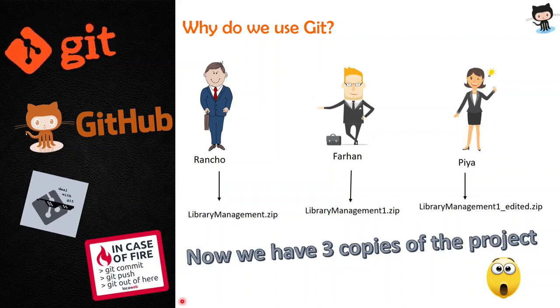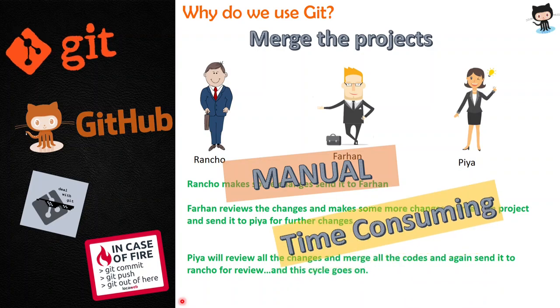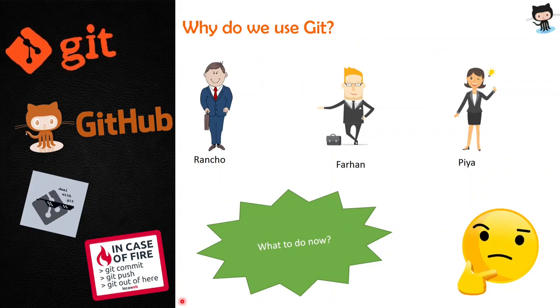One of the problems over here is, what if you want to merge the projects? What is the process? Rancho will make some changes and send it to Farhan. Farhan will review those changes, make some more changes, merge the project and send it to Pia for further changes. Pia will review the project changes, and then she will merge all the code again and send it to Rancho for review. Now this cycle goes on, and it is so manual and time consuming, and so inefficient and error prone.